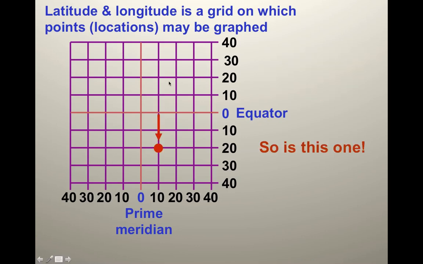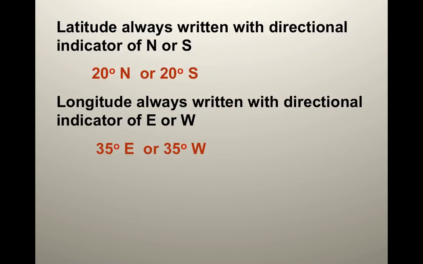So for this one, 0, 10 degrees, 20 degrees. It's below the equator, right? So it would be 20 degrees south. We have to have those directional indicators when we use latitude or longitude. So anywhere along this line would be 20 degrees south latitude. So we would write our latitude as 20 degrees north or 20 degrees south.